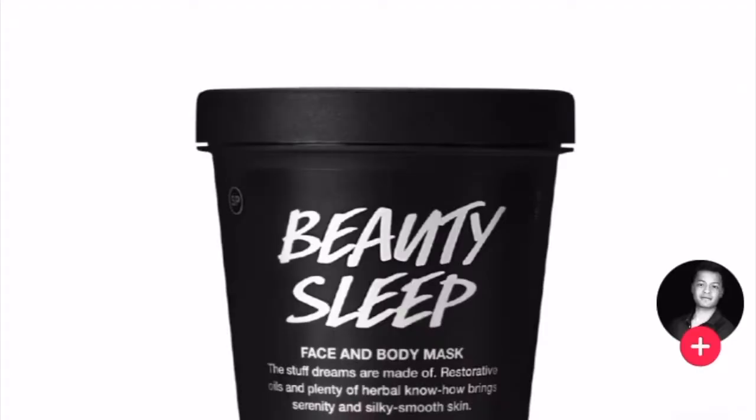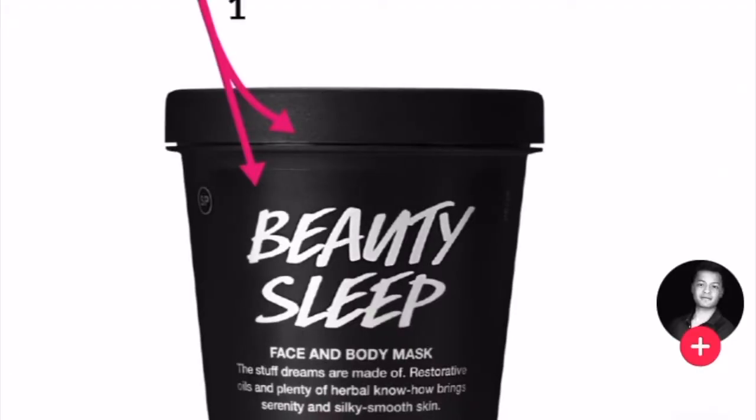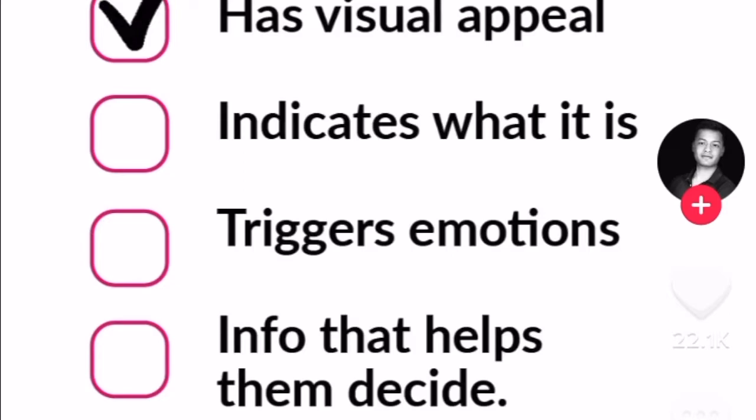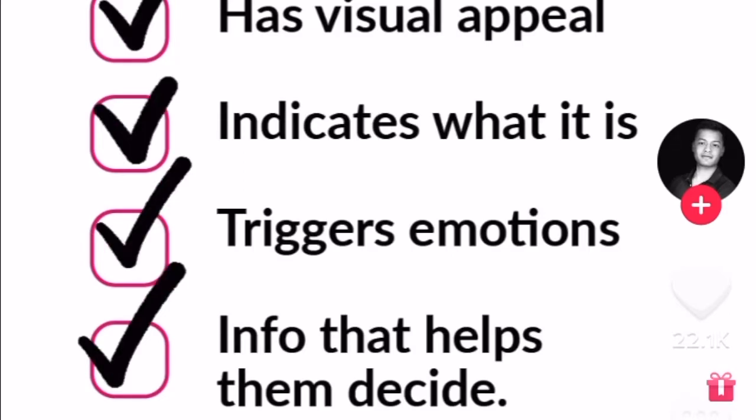Whenever you design anything for your brand, design the way people look at things. Here's what I mean. People first look at the contrast, colors, and types you use. Next, they'll look for something that answers the "what am I looking at" question, and then they'll look for the emotion or reasons to care, and lastly, they'll look for things that help them decide whether they want it or not. So next time you're designing something for your brand, make sure it has visual appeal, answers what it is, why someone should care, and has some information that helps them decide whether they want it or not.